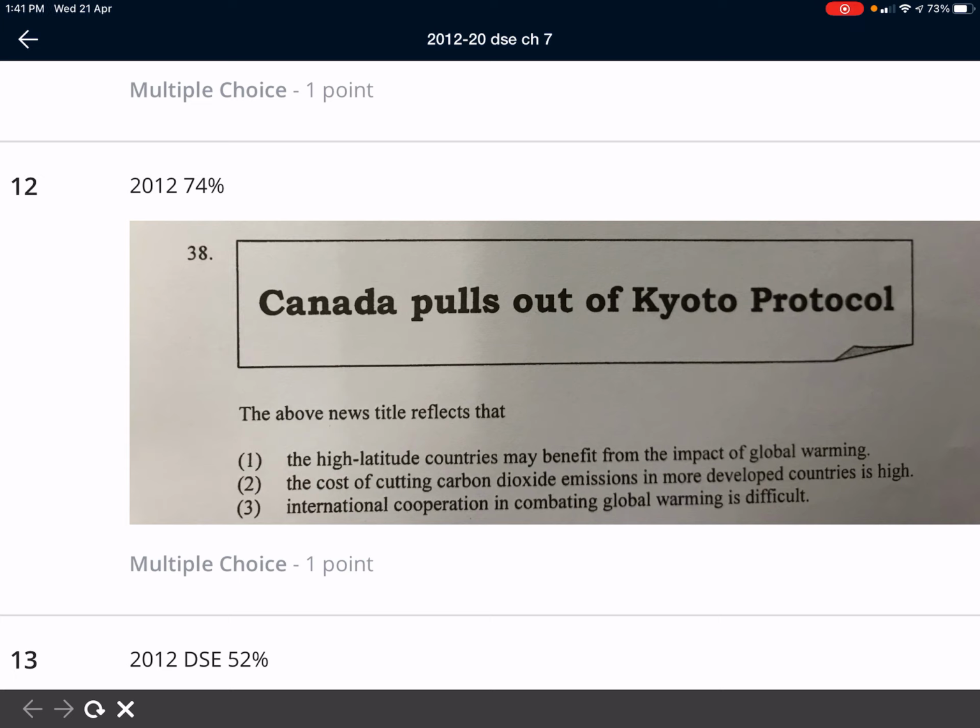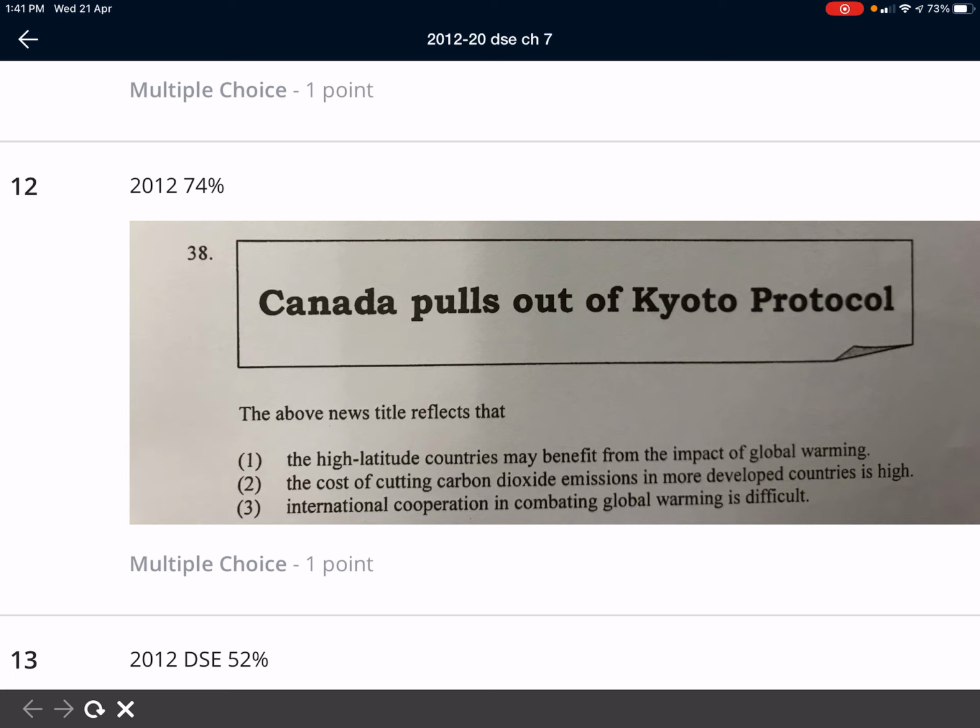Okay, number 2, the cost of cutting the carbon dioxide emission in the more developed countries is high. Okay, this one is quite true, because just like Canada, the United States has quit the Kyoto Protocol, and also the Paris Agreement, they have quit and joined again. So you can see there is some hindrance to the NDC, not really going to join the international cooperation agreement.